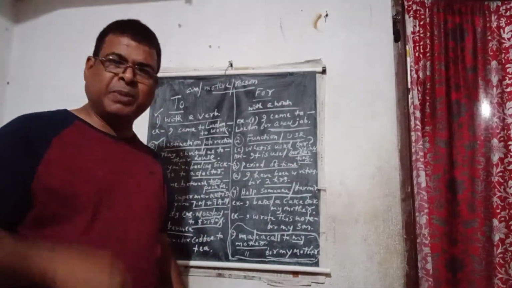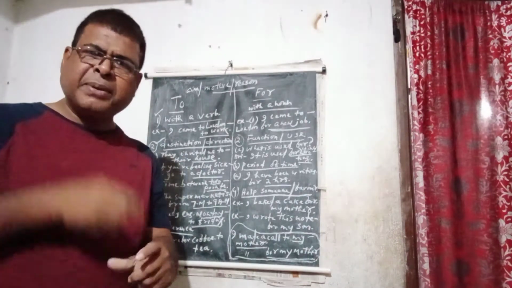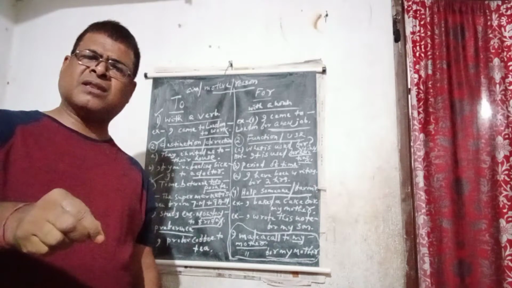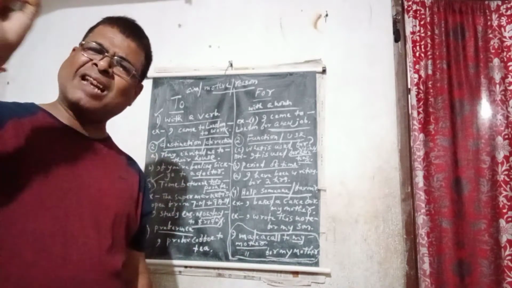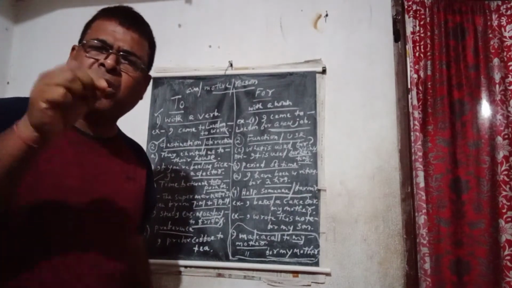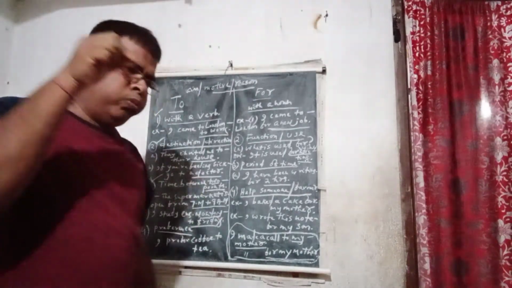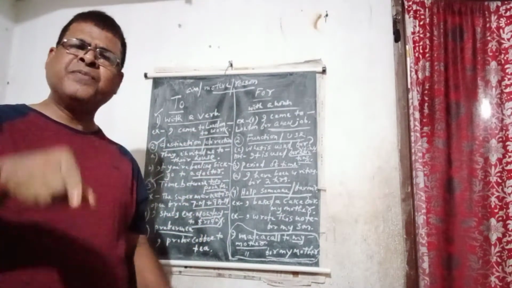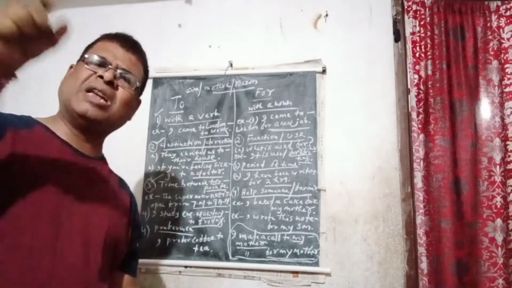Another example: preference. Preference means one object is given more importance, more focus than the other. Suppose I prefer coffee to tea. I prefer coffee to tea means I prefer coffee more than tea.